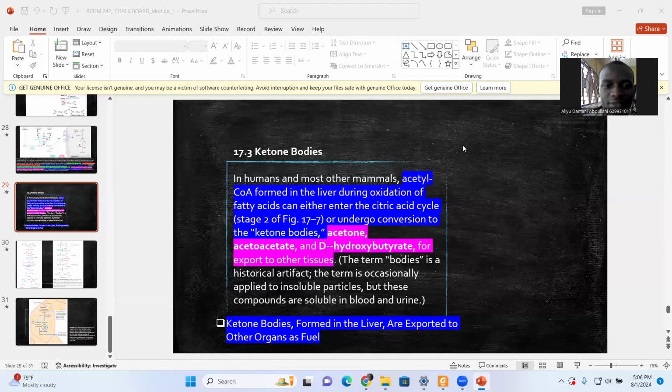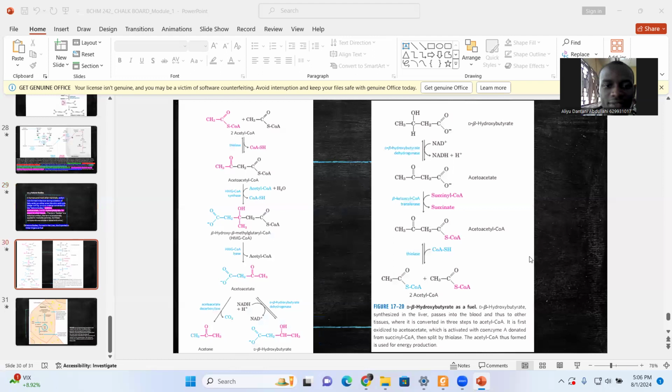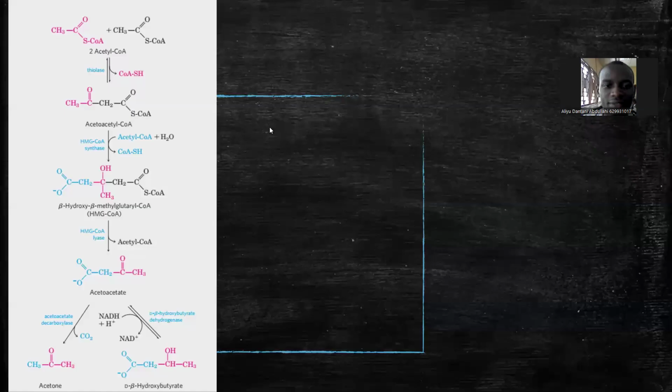Okay, so ketone bodies formed in the liver are exported to other organs as fuel. Like I said earlier, when you have low glucose, the brain uses glucose exclusively. But in the absence of glucose, the brain uses ketone bodies, just like explained in your lecture note. So this is the pathway. This summarizes everything, to be honest.